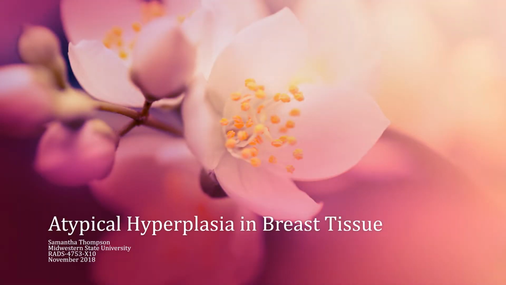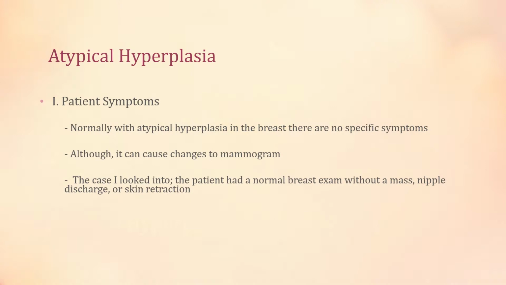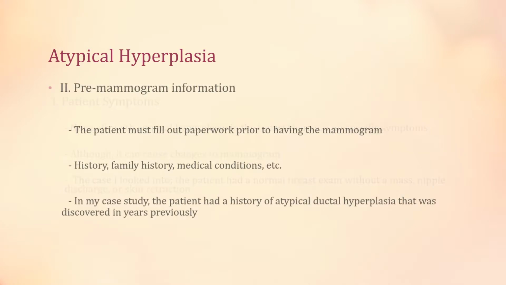Atypical hyperplasia in breast tissue. Usually, a patient with atypical hyperplasia will not present with any specific symptoms, although it can cause changes to be seen on a mammogram. The case that I looked into, the patient had a normal breast exam without a mass, nipple discharge, or skin retraction.